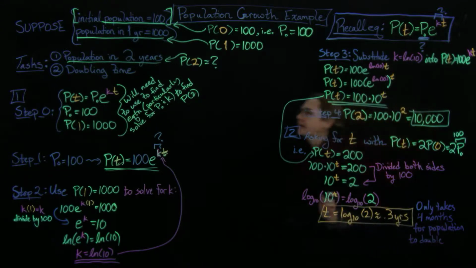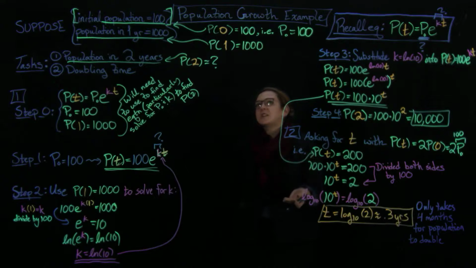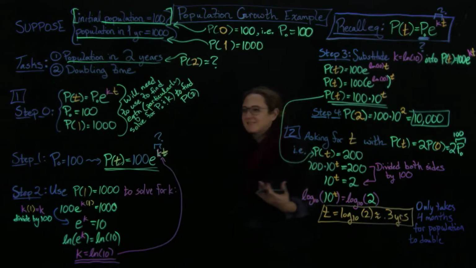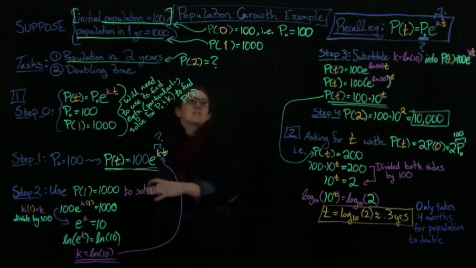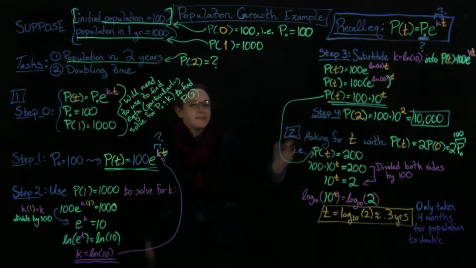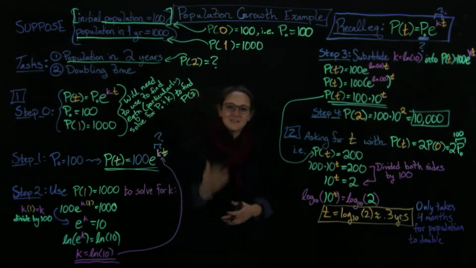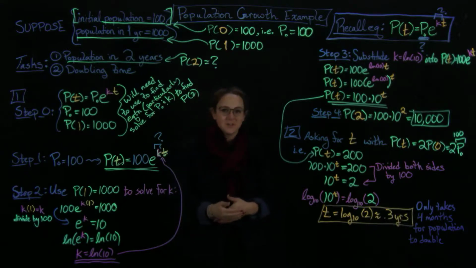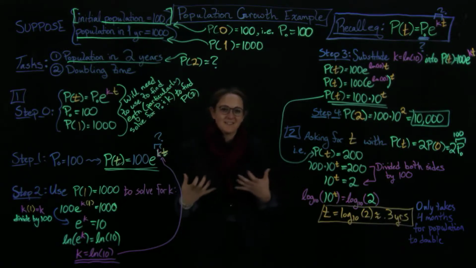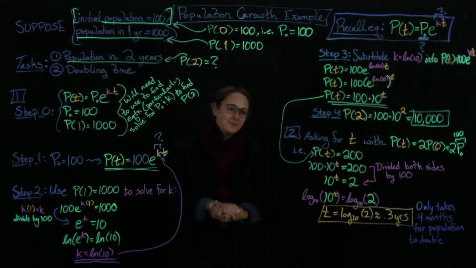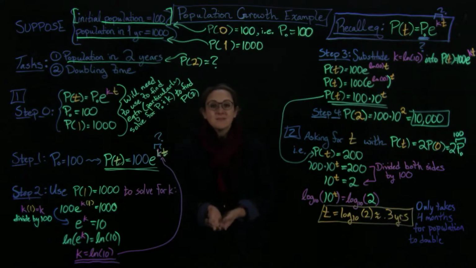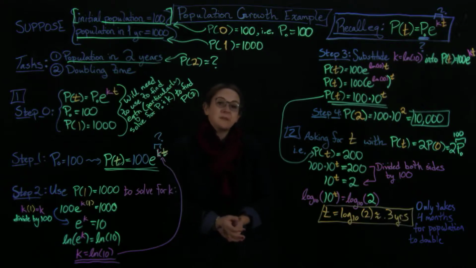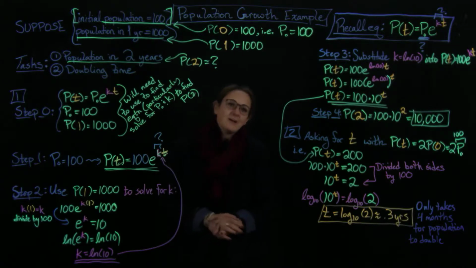Each year I'm multiplying by 10. I started with 100, then I got 1,000, then I got 10,000. Next year I'm going to have 100,000. So I can start with 100 and in just 3 years get to 100,000. This is how fast exponential growth grows, which is important. If you have something that you're multiplying by 10 every month, then in only 3 months you've got 100,000.